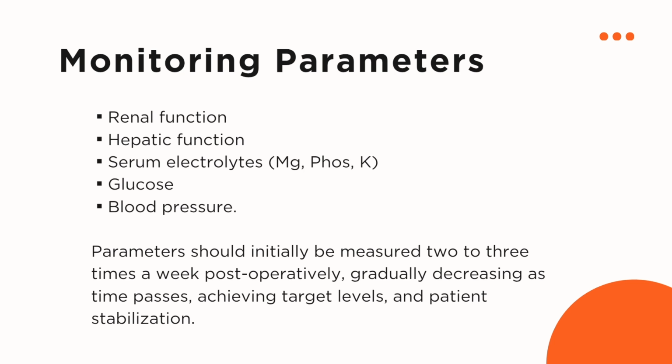Monitoring parameters include renal function, hepatic function, serum electrolytes, glucose, and blood pressure. Parameters should initially be measured 2 to 3 times a week post-operatively, gradually decreasing as time passes, achieving target levels, and patient stabilization.